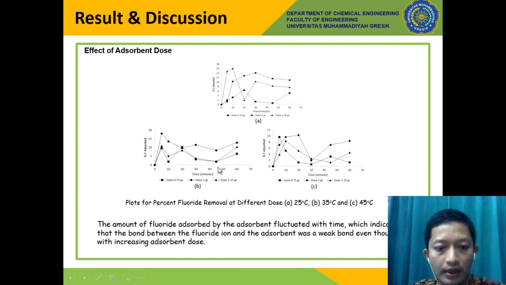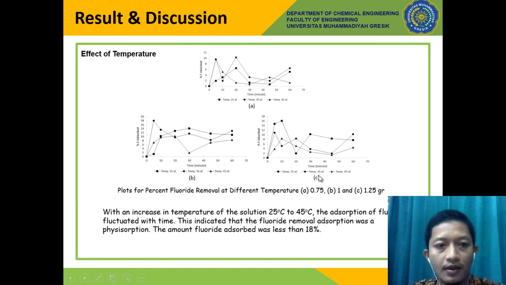And for the effect of the adsorbent dose, we can see that the adsorption of fluoride is very fluctuating with time, which indicates that the bond between the fluoride ion and the adsorbent was a weak bond, even with increasing adsorbent dose. And for the effect of temperature from 25 to 45 Celsius, the adsorption of fluoride still fluctuated, and that indicated that it was physisorption, and the amount of fluoride adsorbed was less than 18%.